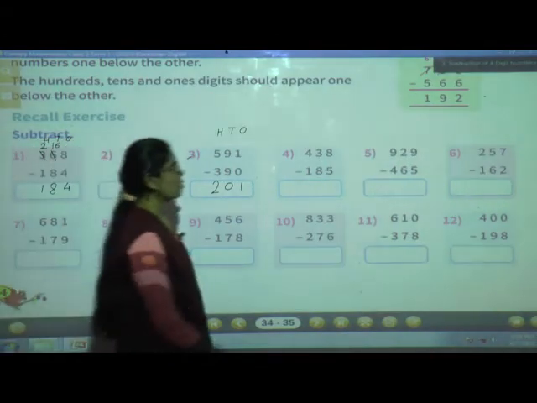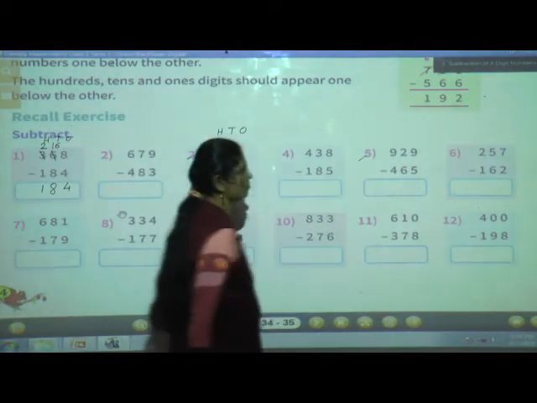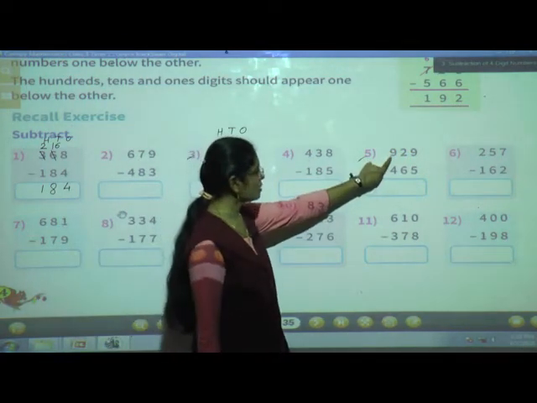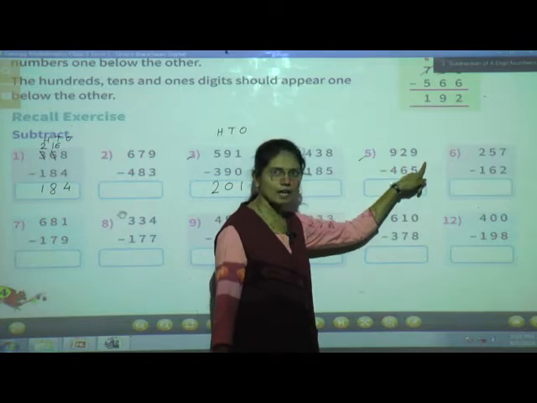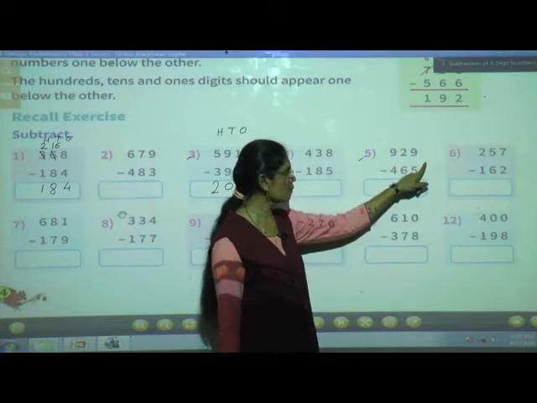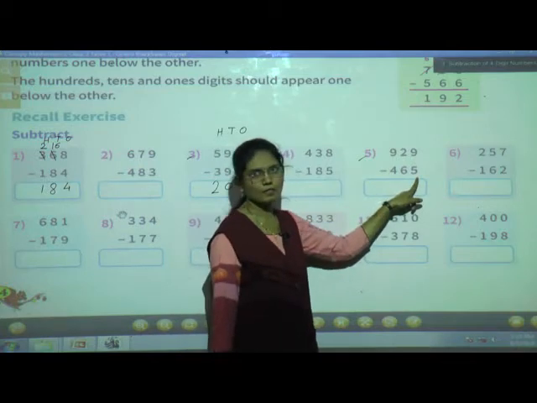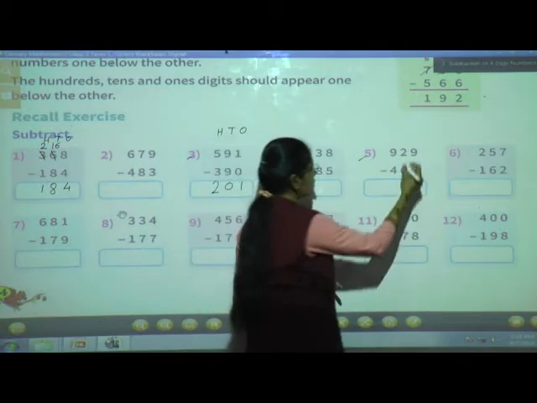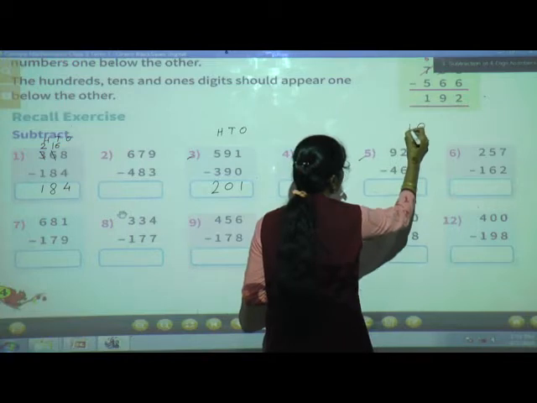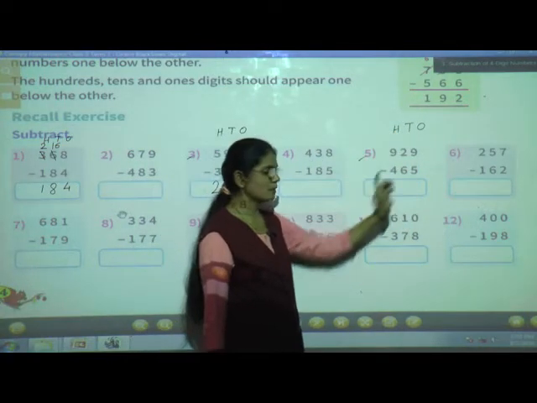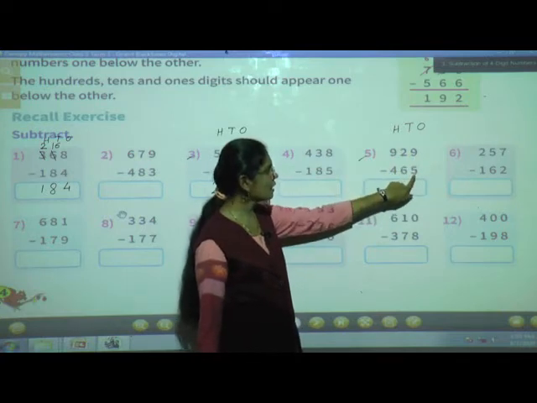See the fifth one now. In fifth example, the first number is 929. This is also a 3-digit number. Okay. And the another number is 465. This is also a 3-digit number. So first of all, we will write the places, ones, tens and hundreds. See the ones place digit. Here 9 is there and here 5 is there.